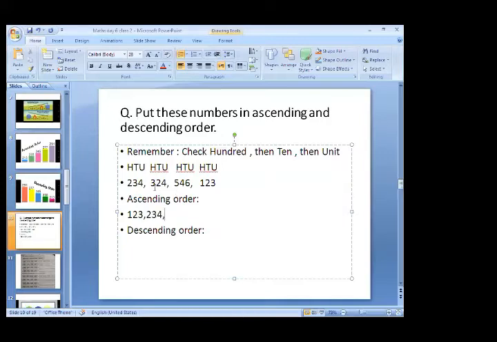Now two values are remaining: 324 and 546. Now see which digit is smaller at the hundred place, 3 or 5. 3 is smaller, so after 234 we write 324. And then 546. So these numbers are arranged from smaller to bigger number. Here 123 is the smallest number and 546 is the biggest number.